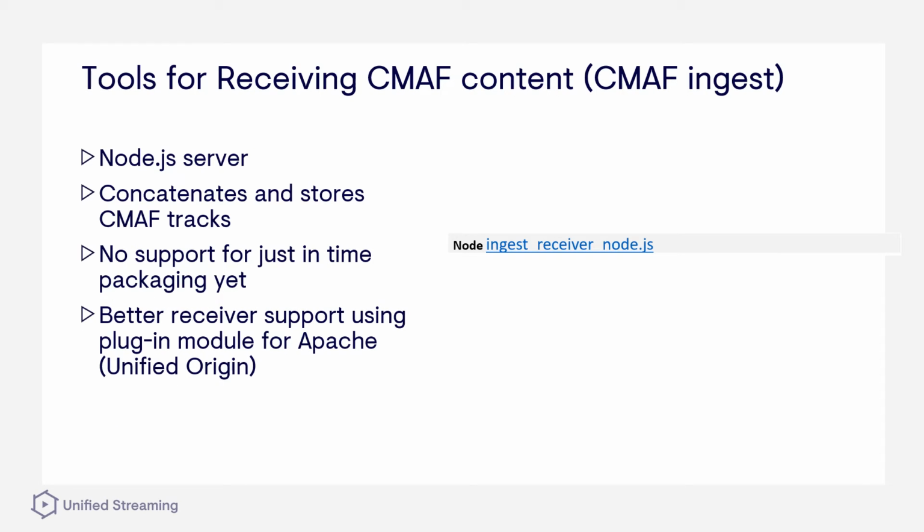Next, we also developed a simple receiver, which is a Node.js server, which concatenates and stores the received CMAF tracks. Right now, it does not have support for just-in-time packaging, but we also provide better receiving support using a plugin module for Apache, which is something that Unified Streaming already provides. As an example command line, you can run the receiver using node, as seen on the right.